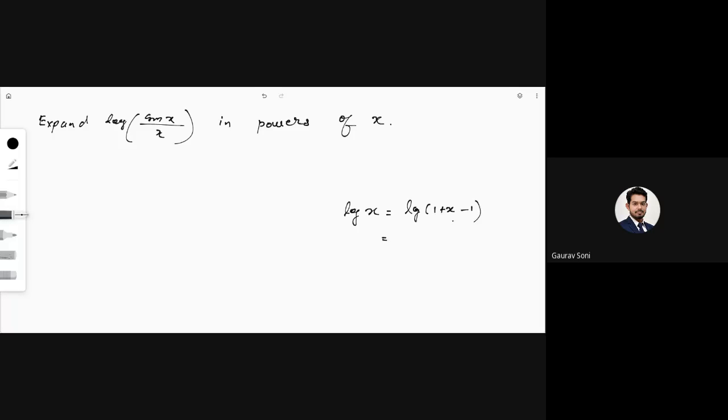Acha. And how are you going to do this? Now log of 1 plus 1 x, plus in bracket x minus 1. This is how you are going to use it. Yes, but then in the series, in place of x, you will have x minus 1. You won't get the series in powers of x.